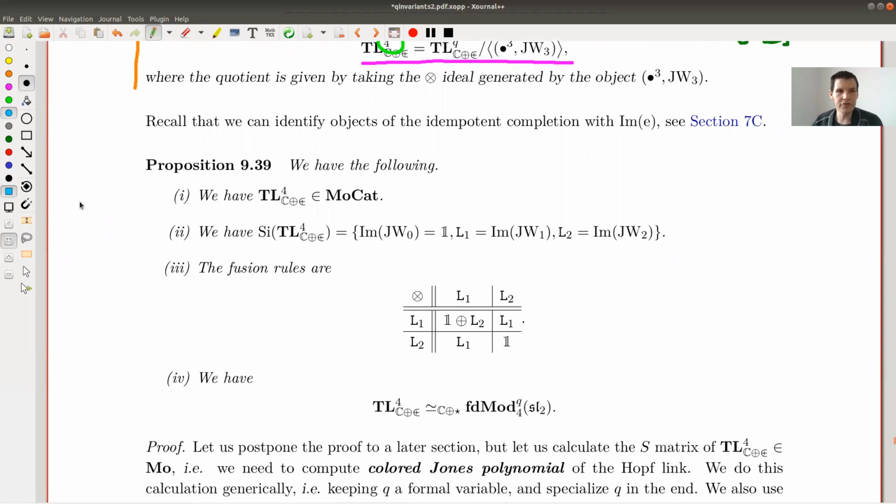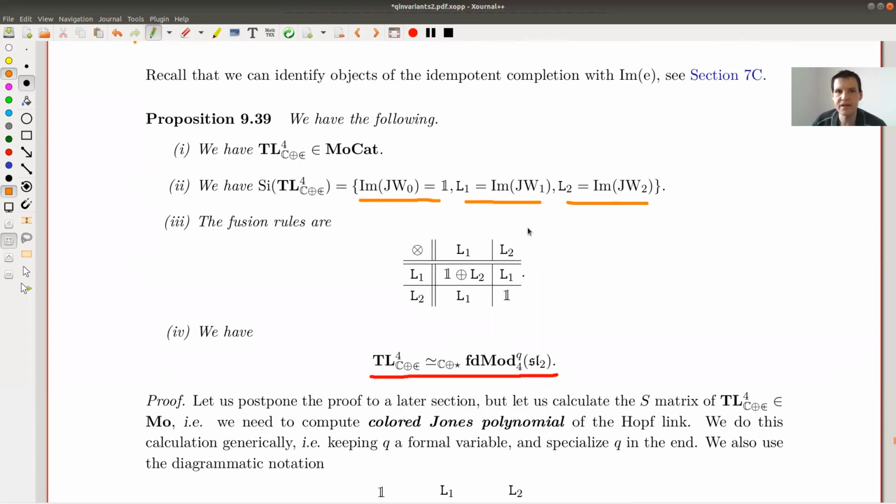And it turns out that this category is exactly one of those Verlinde categories from before. Okay, so this is a diagrammatic description of one of the Verlinde categories. And how does it work? Well, it has 3 indecomposable objects. These are exactly the images of the Jones-Wenzel projectors. It's a trivial object. It's the image of the first Jones-Wenzel projector.